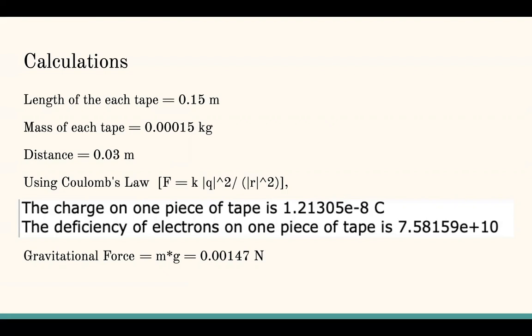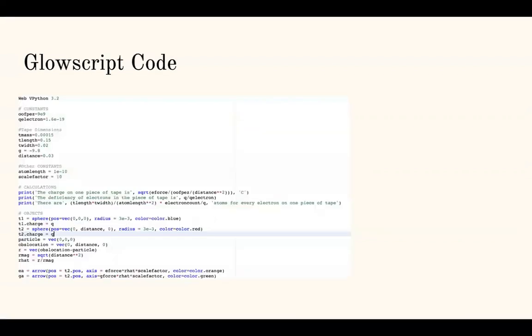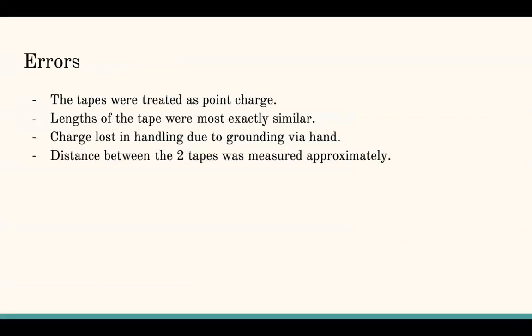The gravitational force was 0.00147 Newton. This is the GlowScript code. You can pause and see the code. The errors that could have been there were that the tape was treated like a point charge, the lengths of the tapes were not exactly similar, and charge was lost in handling due to grounding.